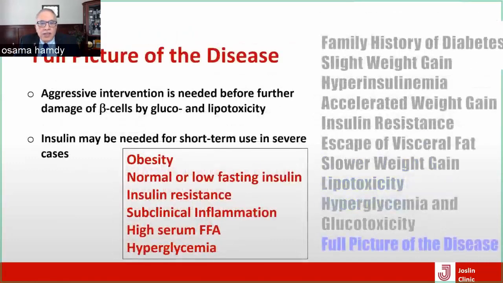Now, the final step is a full picture of the disease. Aggressive intervention, as I mentioned before, is needed to prevent further damage of the beta cell, because this will continue to occur by glucose toxicity and lipotoxicity. And as I mentioned, insulin is sometimes needed. So you can see now the full picture. There is obesity, there is normal or low fasting insulin, or sometimes still a little high. There is insulin resistance, there is subclinical inflammation, there are high free fatty acids, and a high blood glucose level.